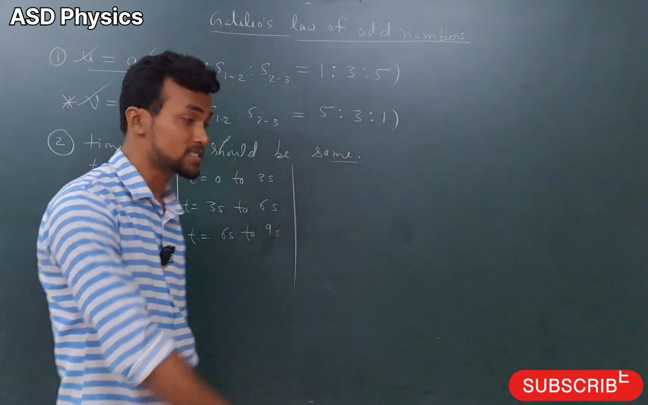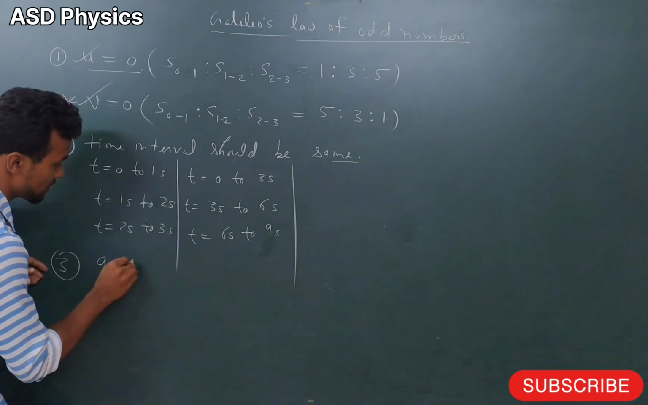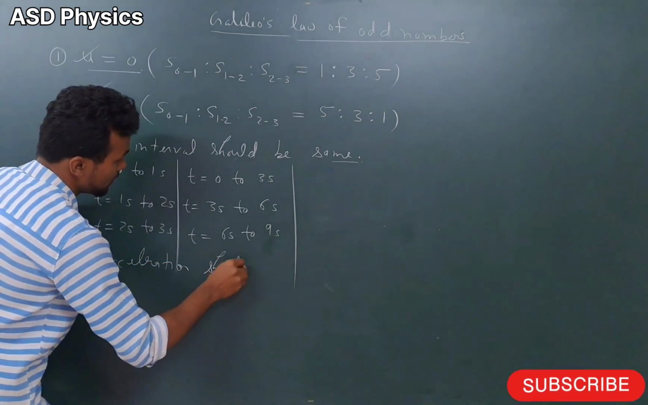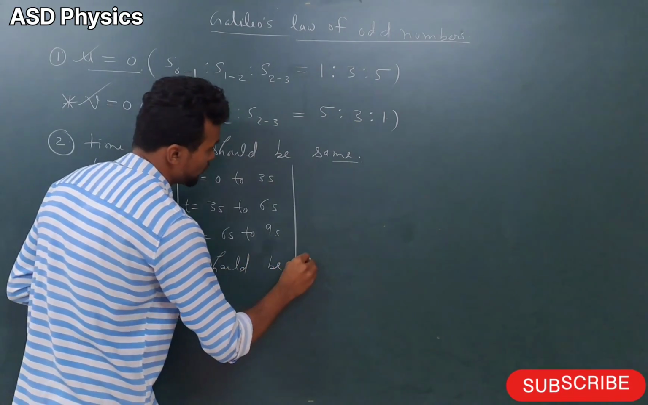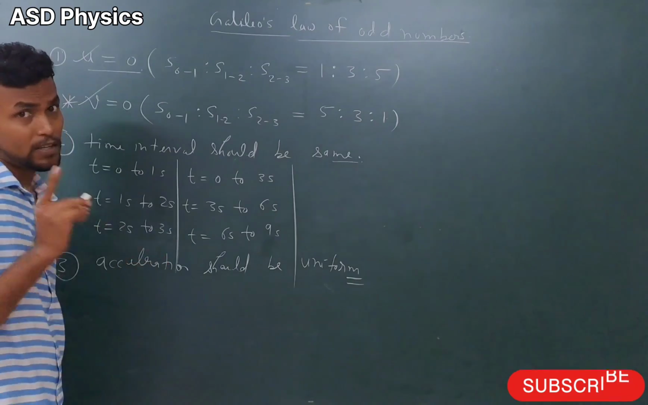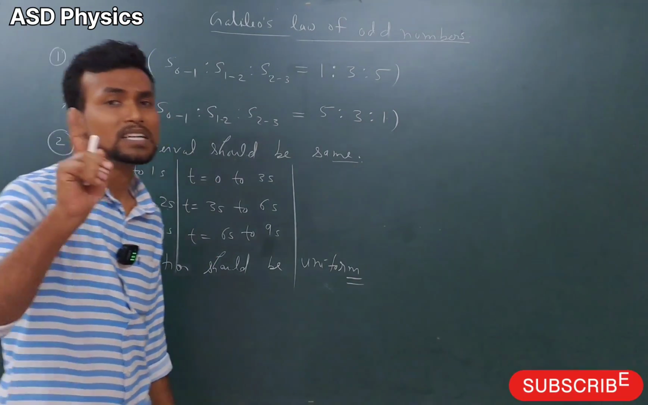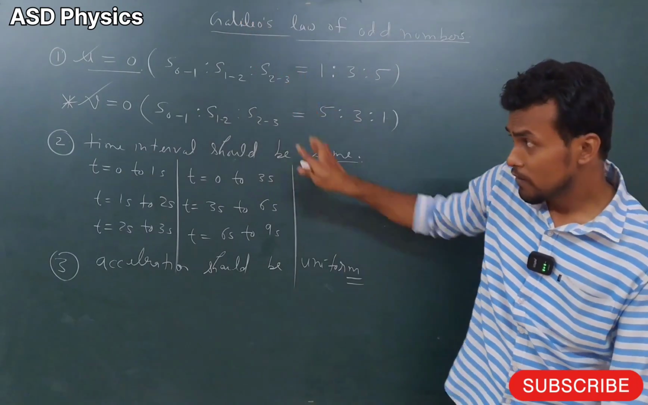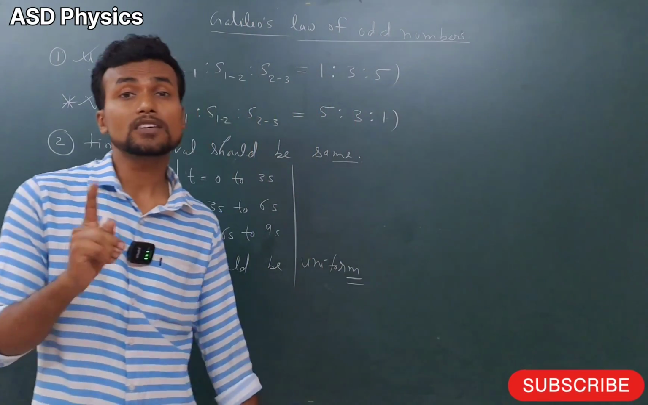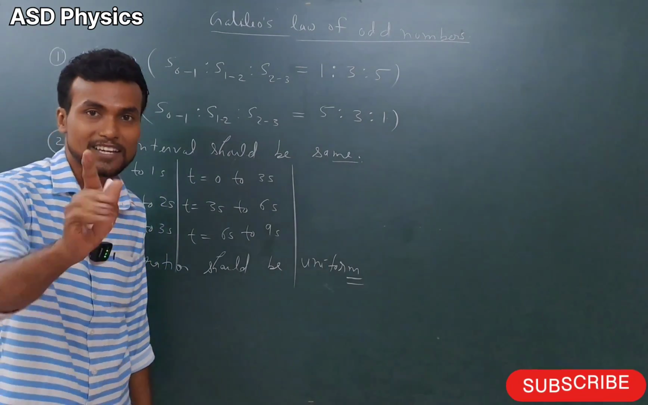Now my dear students, after that, this third one here: whenever we are applying Galileo's law of odd numbers, the acceleration should be uniform here. Okay, so these three conditions are there. If in any question these conditions are followed, then only we can use Galileo's law of odd numbers. Clear? I hope so. Very clear to you.